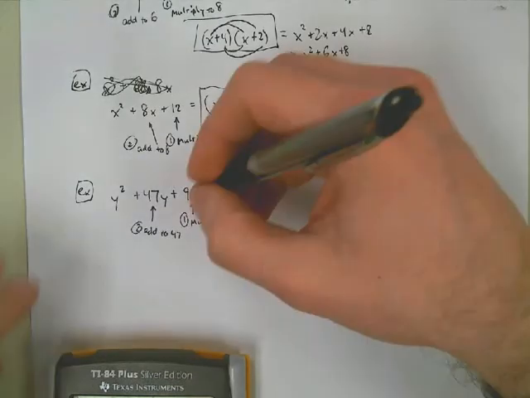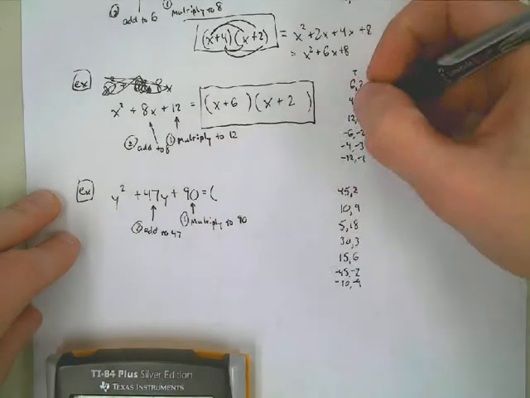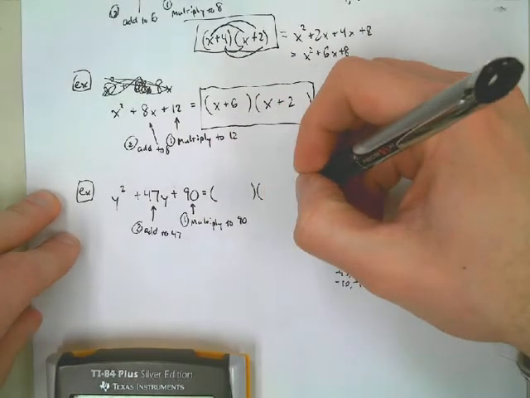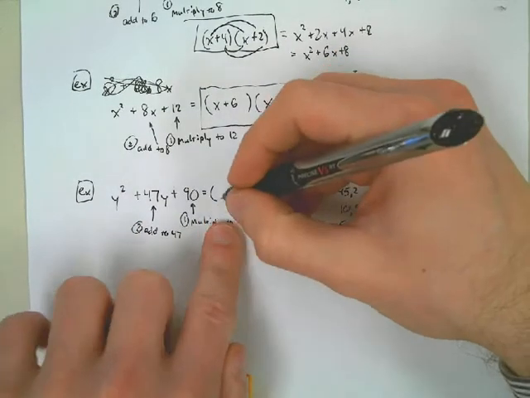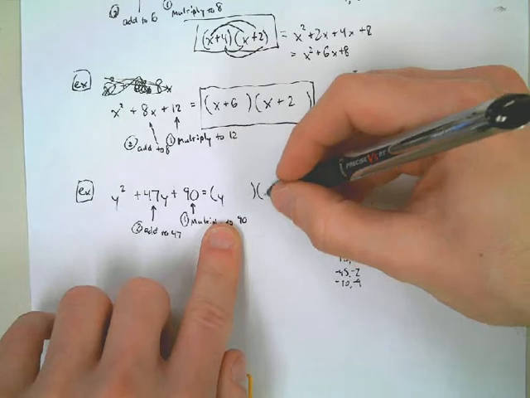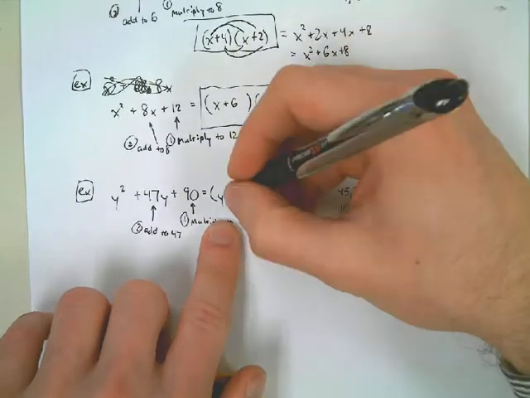Okay, and so this then becomes, again, two binomials, but now not an X here. What should I write? A Y there, and it's going to be Y plus 45, Y plus 2.